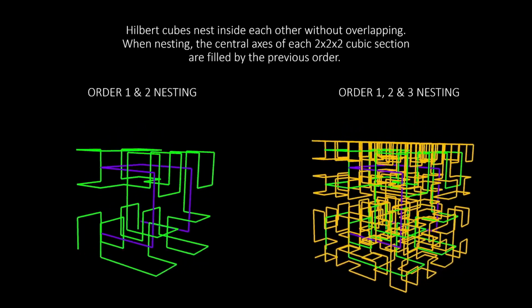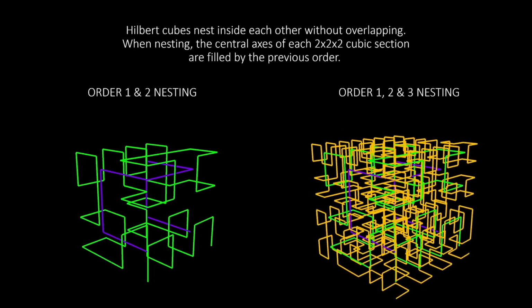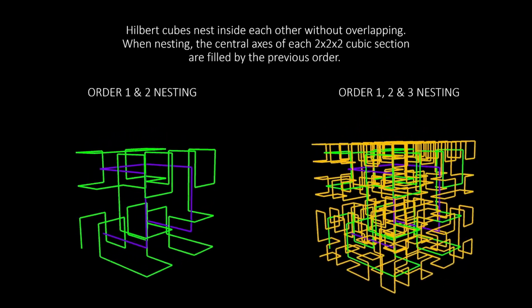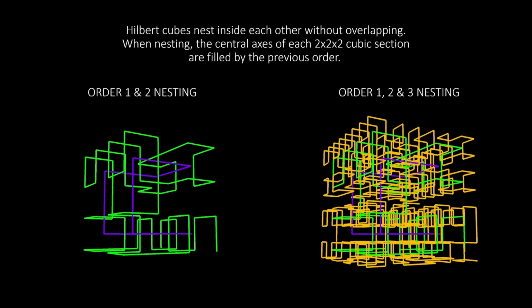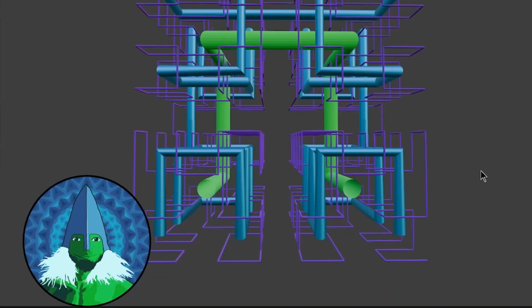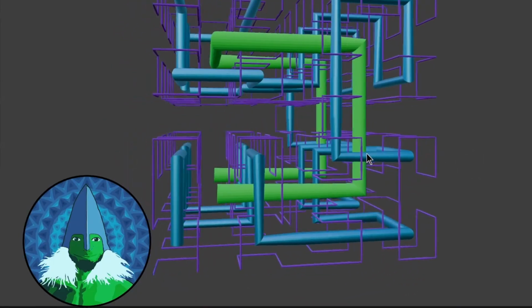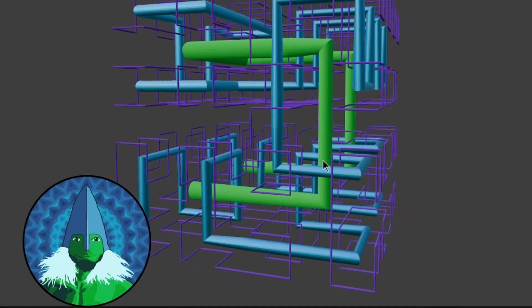Hilbert cubes nest inside of each other without overlapping. When nesting, the central axes of each 2x2x2 cubic section are filled by the previous order. Here we have orders 1 and 2 nesting inside of each other, and orders 1, 2, and 3 nesting inside of each other. These are third-dimensional Hilbert curves. They're 1D lines that fill third-dimensional fractal space.